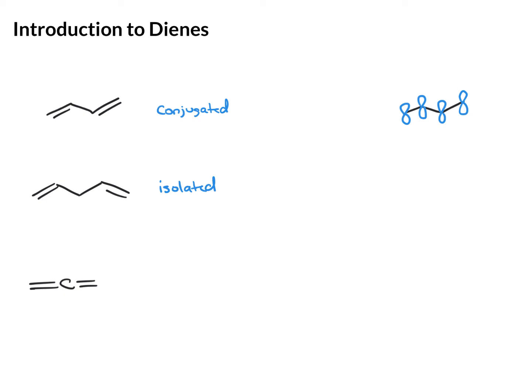And then the last case is an interesting one where we have 2 double bonds on the same carbon. This is called an accumulated double bond. And in fact, this is given a special name in terms of the functional group. This is called an allene functional group.